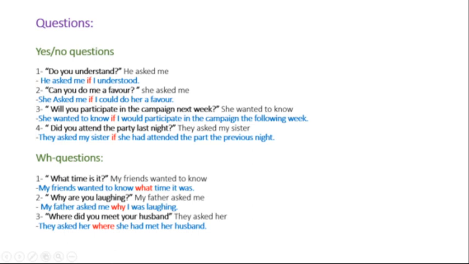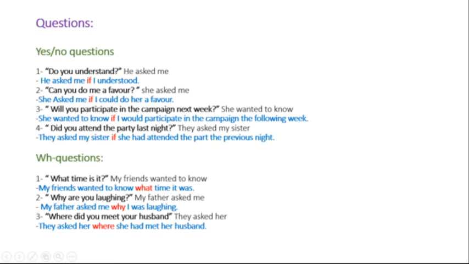Last one. "Where did you meet your husband?" They asked her. They asked her where she had met her husband. Again, did meet is the verb, where, in the past simple form. So here the past simple becomes past perfect simple, had met. And we got rid of did again because it's the interrogative form here, and did is just an auxiliary. They asked her where she had met her husband.